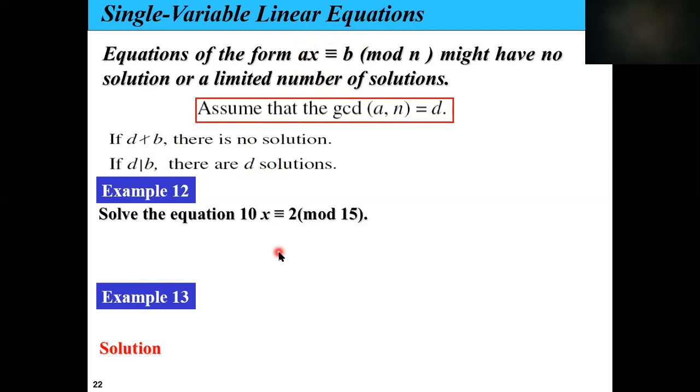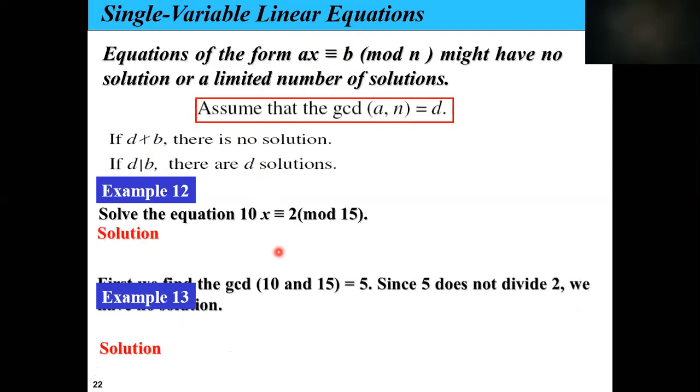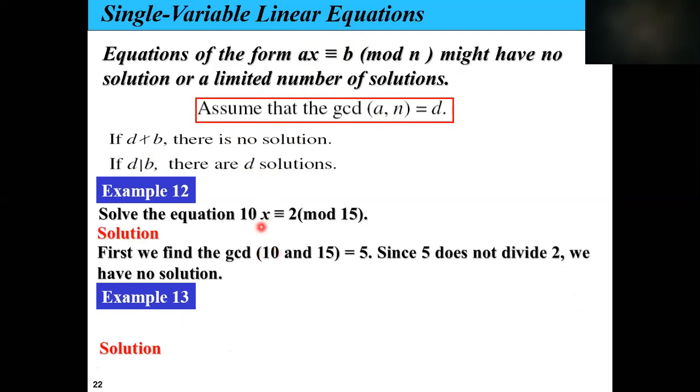Let us take one example. Solve the equation 10x congruent to 2 mod 15. First of all, we have to calculate the GCD of 10 with 15, which is 5. Since 5 does not divide 2, we have no solution to this congruence under mod 15.